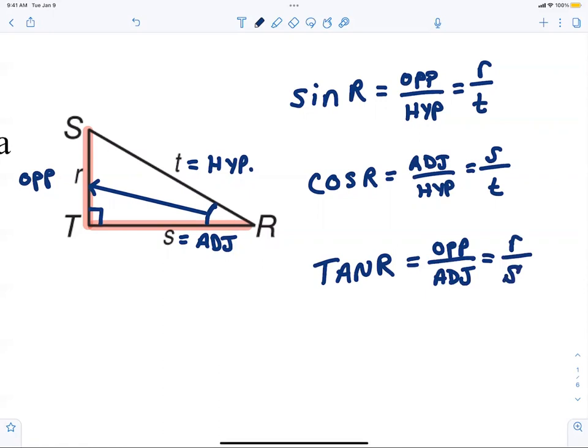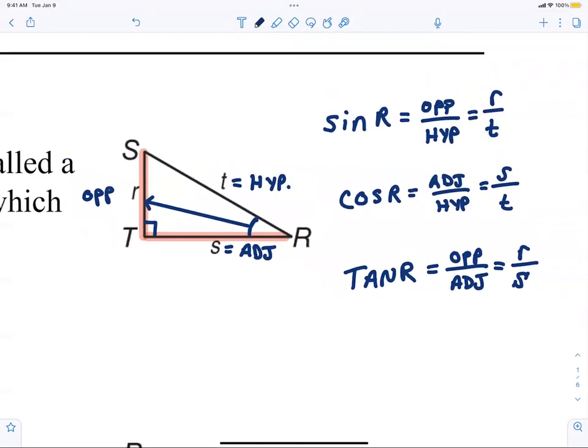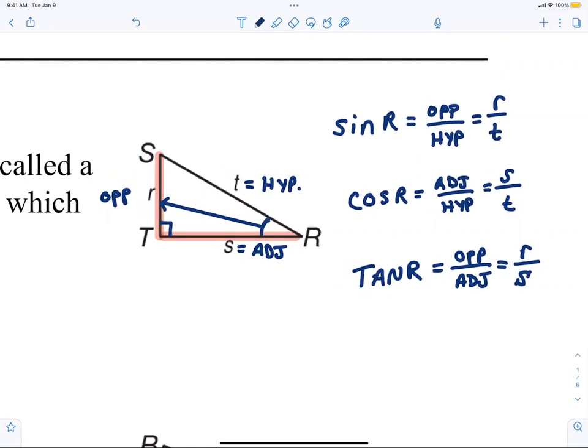Now, that's crucial. Those are just the definitions. So let's abbreviate. S O H, C A H, T O A.